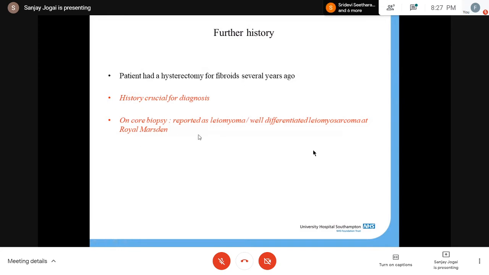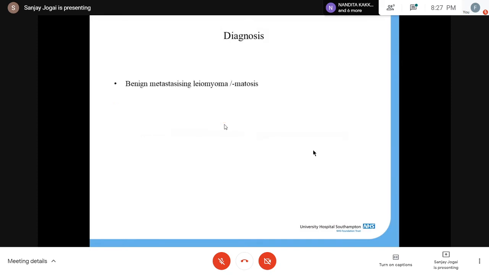The core biopsy was reported at Royal Marsden, because at that time they didn't know, so they said it's either a leiomyoma or a well-differentiated leiomyosarcoma, and they went ahead and did a lobectomy. So basically this is a benign metastasizing leiomyoma, or leiomyomatosis.